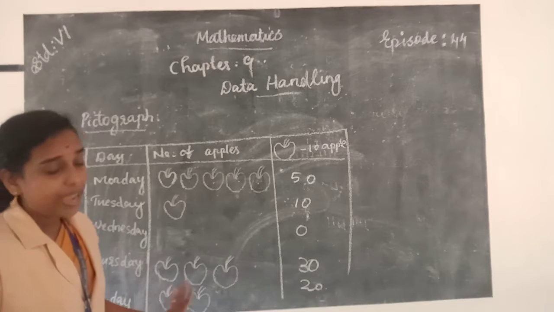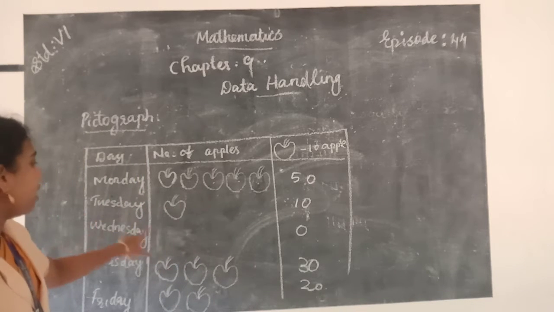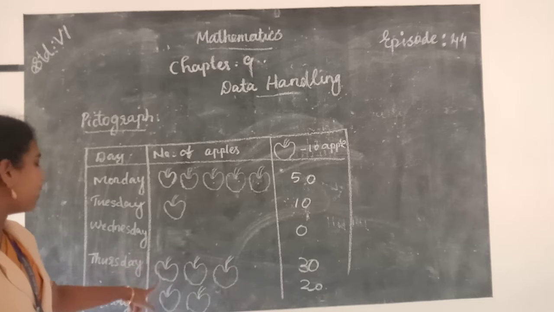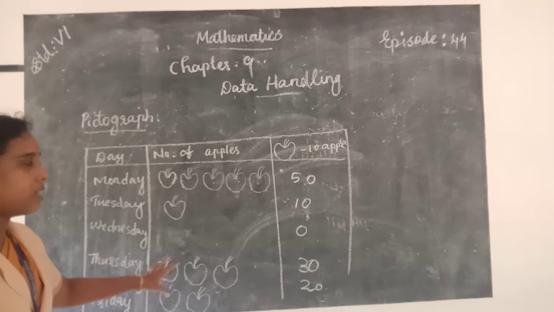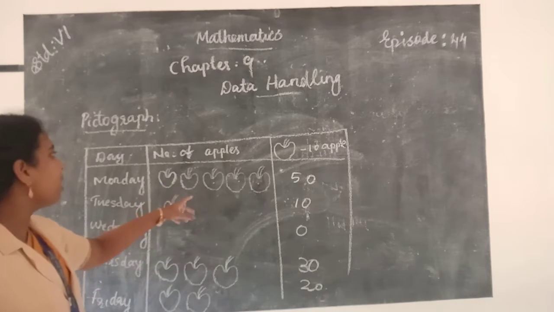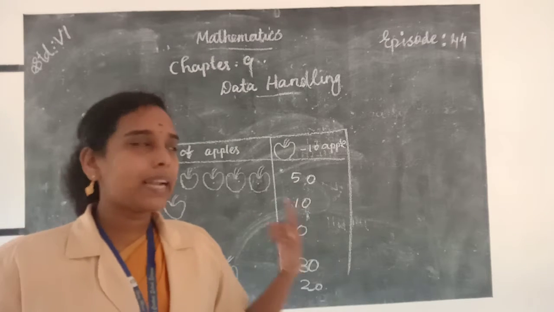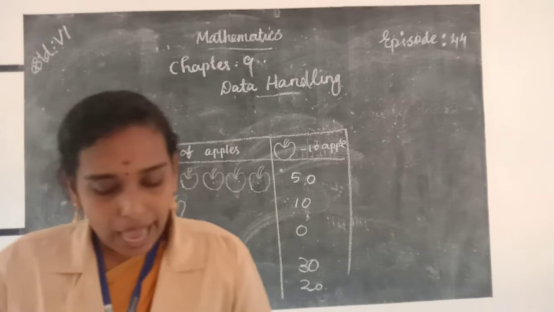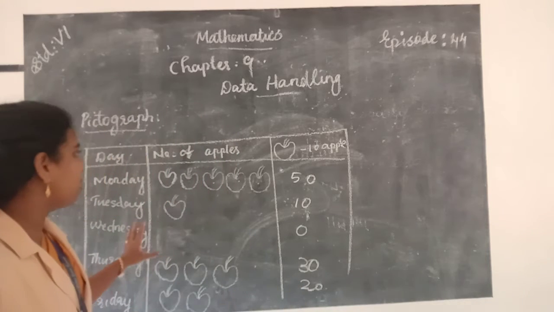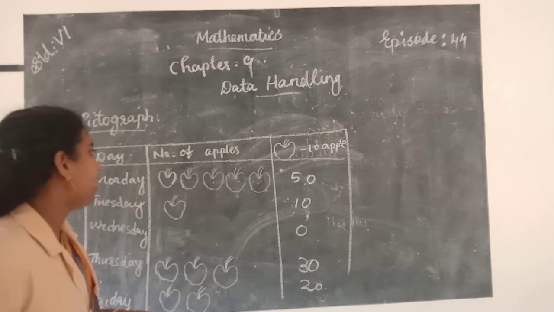So the vendor sold 50 apples on Monday, 10 apples on Tuesday, 30 apples on Thursday, and 20 apples on Friday. No apples were sold on Wednesday because no pictures were given. In this way we can represent or organize data using a pictograph. Here we can conclude that the maximum number of apples were sold on Monday.